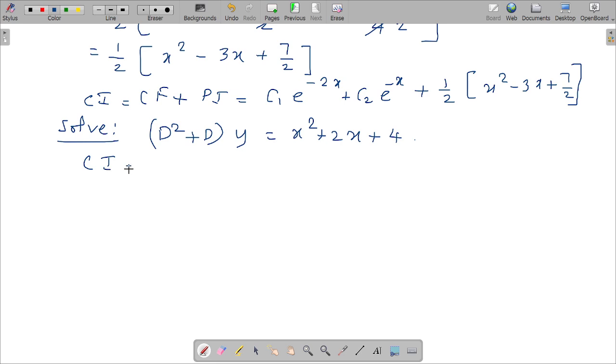Complete integral equal to complementary function plus particular integral. No need to write particular integral 1, particular integral 2. Fully it is an algebraic equation, so we can take it as a single particular integral. How to find the complementary function? First we have to find the complementary function.